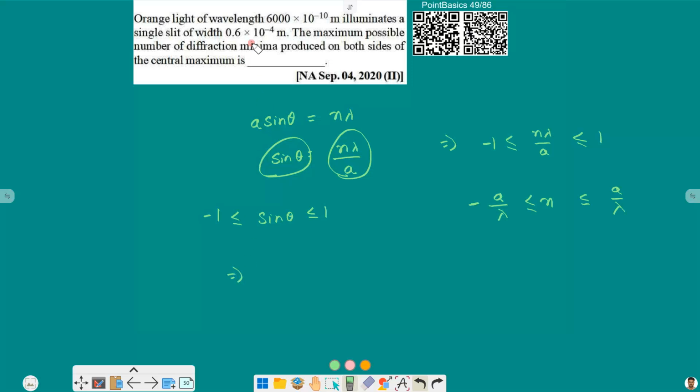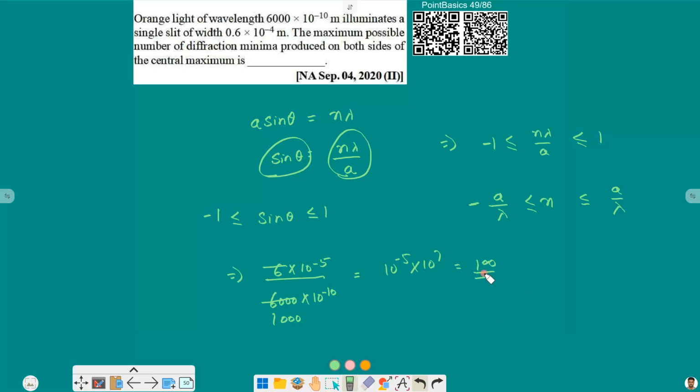Now we have to calculate A by lambda. A is the slit width, that is 6 into 10 raised to power -5, divided by lambda, that is 6000 into 10 raised to power -10. So this will be 1000 into 10 raised to power -7. So 10 raised to power -5 into 10 raised to power 7 is basically 100.